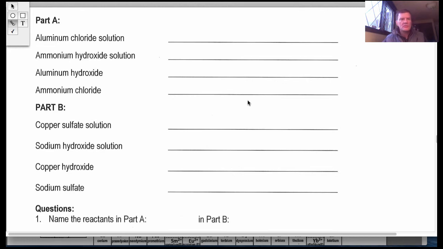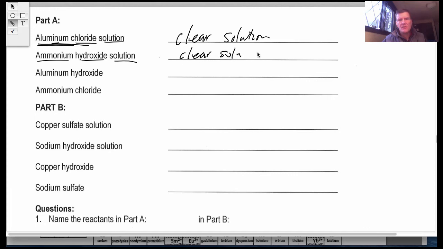Okay, so if we were to do these reactions in the lab, what we're going to do is take the aluminum chloride solution and mix that with ammonium hydroxide solution. If you were seeing these in the lab, this is what they would look like. Aluminum chloride is a clear, colorless solution. The ammonium hydroxide is also a clear solution. This one has a bit of an odor to it, if you were to get a whiff of it in the lab.